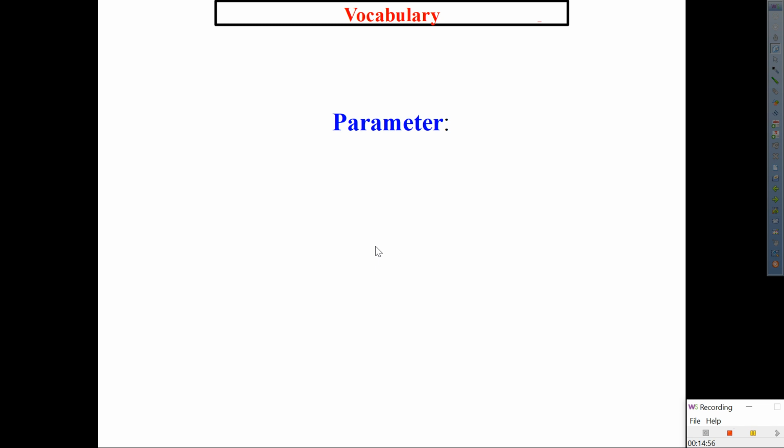A parameter is a number that transforms a function into another function. Now, I think the easiest way of talking about parameters is the following.